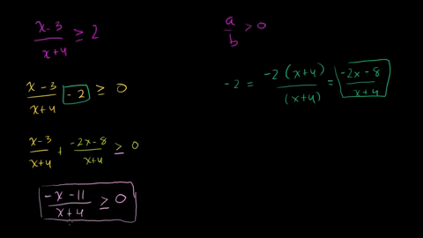Because if x is equal to minus 4, this whole statement, that original problem, is undefined. So let's just write that first. We could have written that from the get-go. X cannot be equal to minus 4 for any solution. That will make this expression undefined.